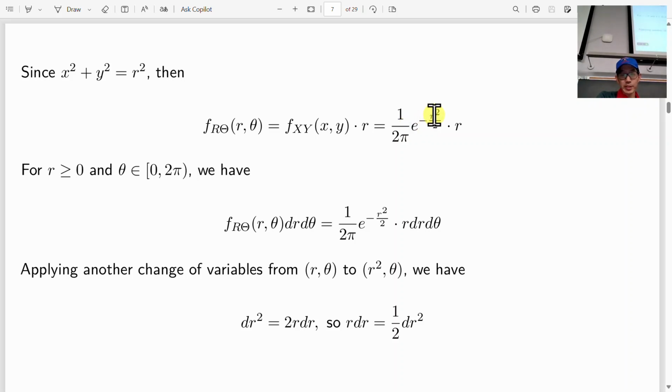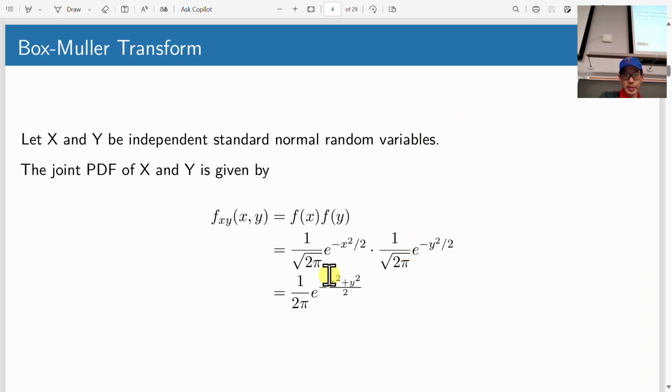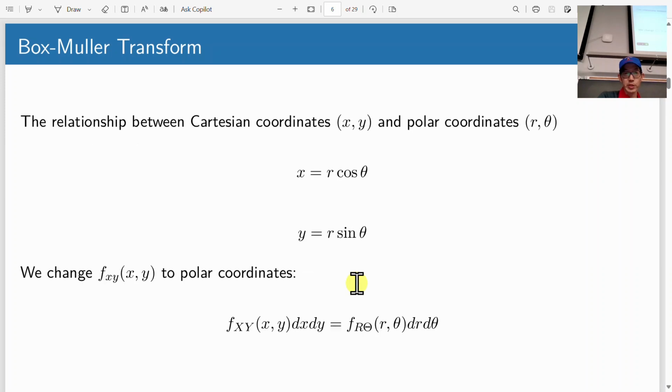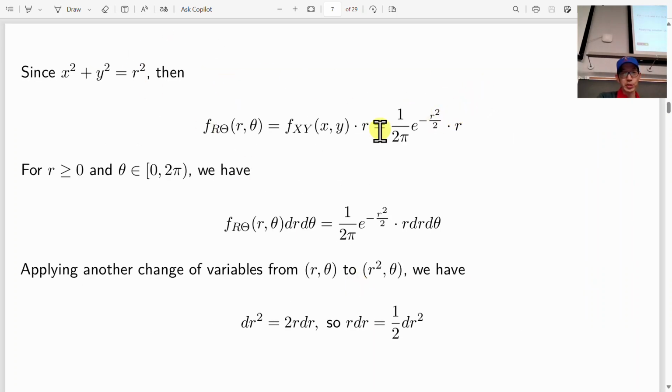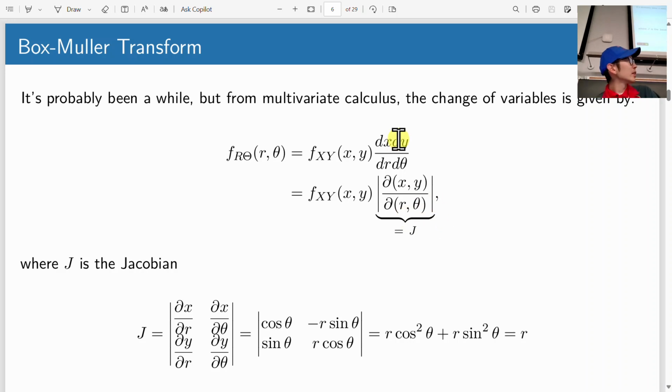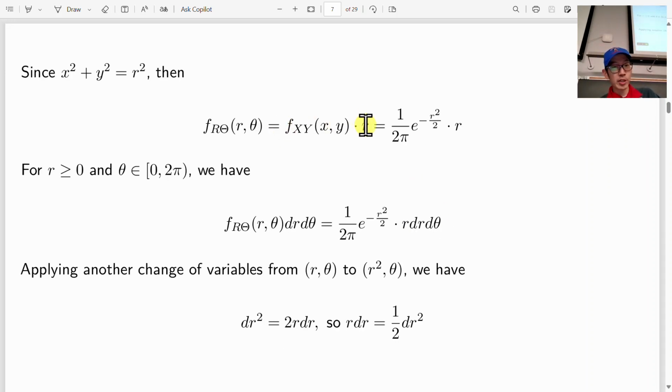Remember, we had e to the negative x squared plus y squared back here. We know that x squared plus y squared is r squared. So when we say f of r theta is f of x y times r, because this change of variables part right here, the Jacobian, that's r. So our f of r theta is going to be 1 over 2 pi e to the negative r squared over 2, times r. We replace x squared plus y squared with r squared.